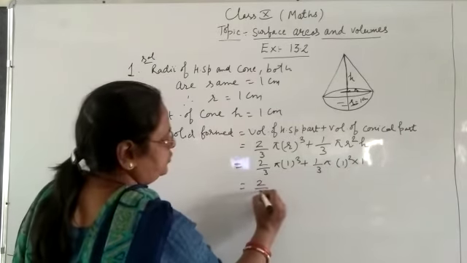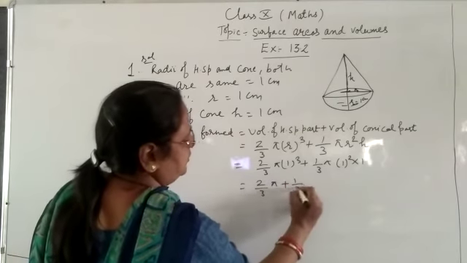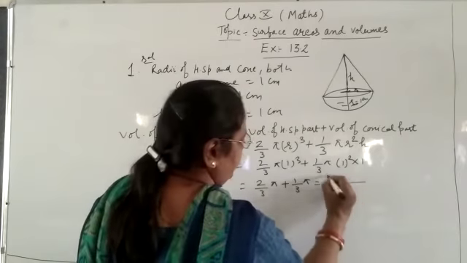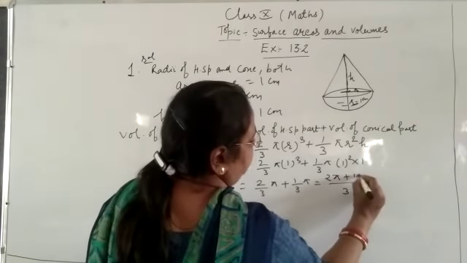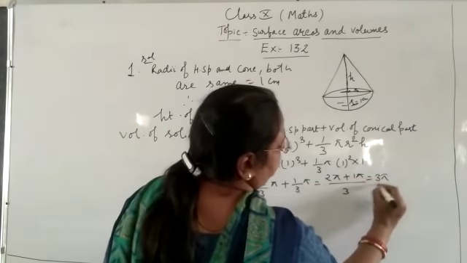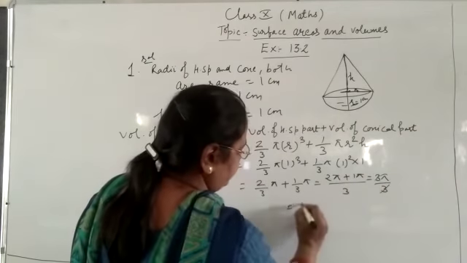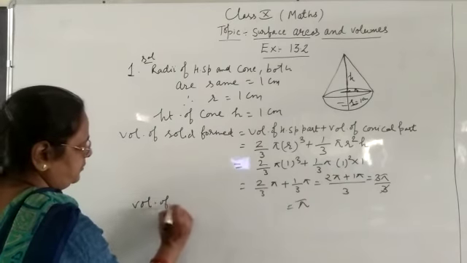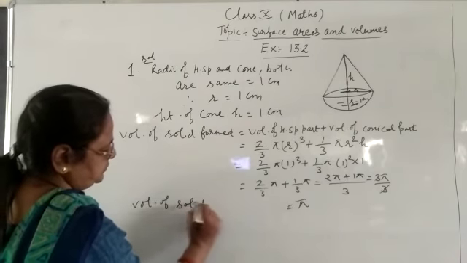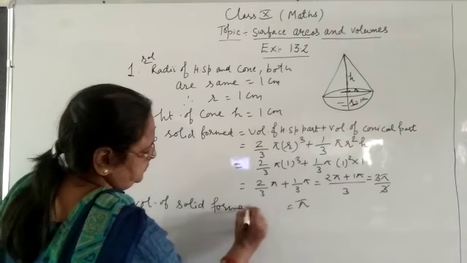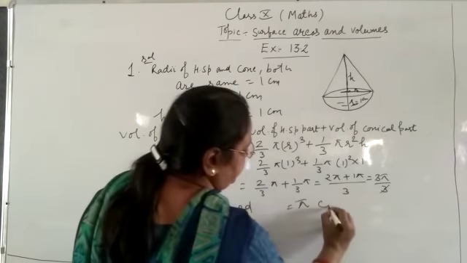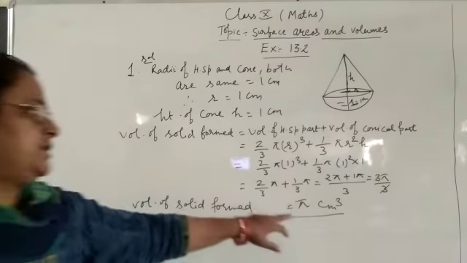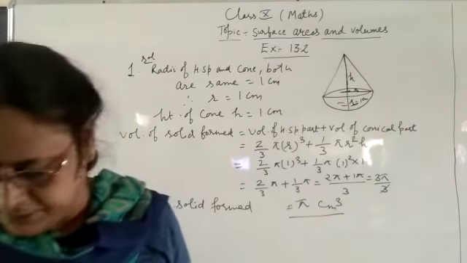So it becomes 2 upon 3 pi plus 1 upon 3 pi. We will take the LCM as 3. It becomes 2 pi plus 1 pi, meaning 3 pi upon 3, and the answer is equal to pi. So the volume of the solid formed is pi centimeter cube. We have to find this in terms of pi, so your answer is also pi centimeter cube.